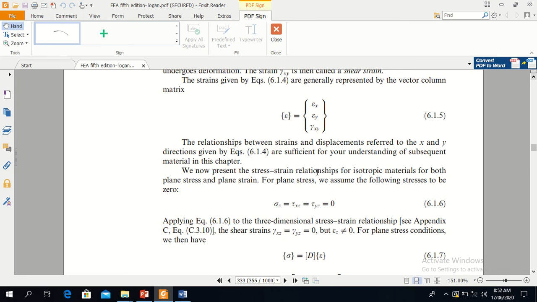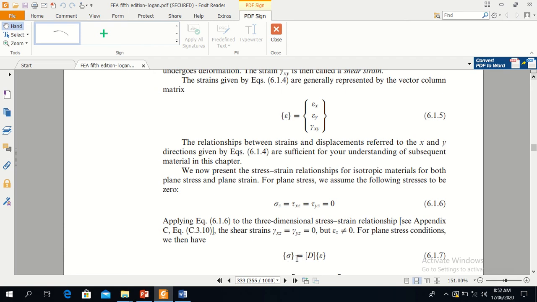We present the stress-strain relationship for isotropic materials. Isotropic materials are those materials which have constant properties in all three directions x, y, and z. So this is a relationship between stress and strain.